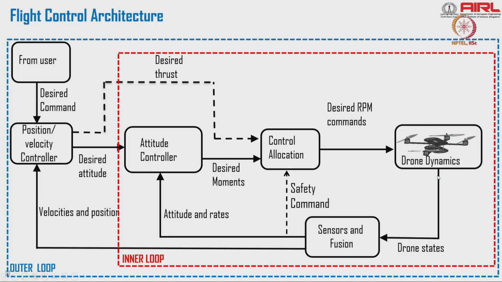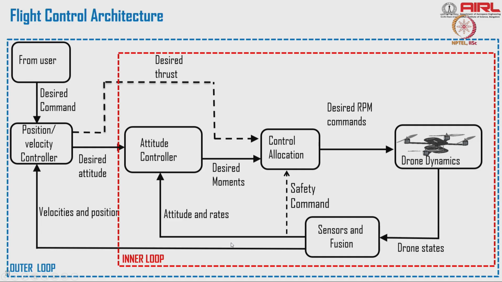Electronic speed control units control the motor, right? The sensor will provide attitude to the attitude controller. The attitude controller will give you the desired moments required: pitch, roll, yaw moments, right? Thrust comes directly from your position command, right?